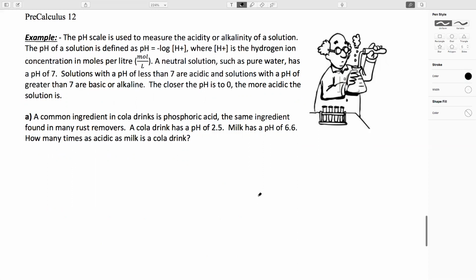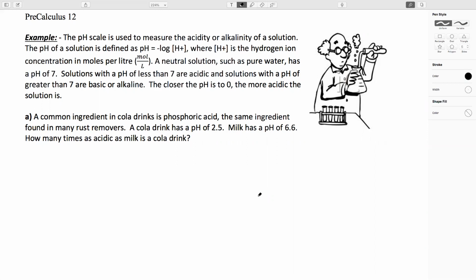A common ingredient in cola drinks is phosphoric acid, the same ingredient found in many rust removers. Cola drink has a pH of 2.5. Milk has a pH of 6.6. How many times as acidic is milk, or as milk is a cola drink?